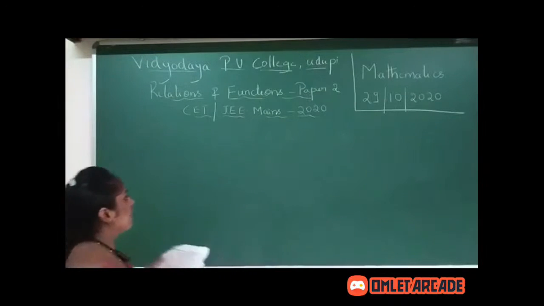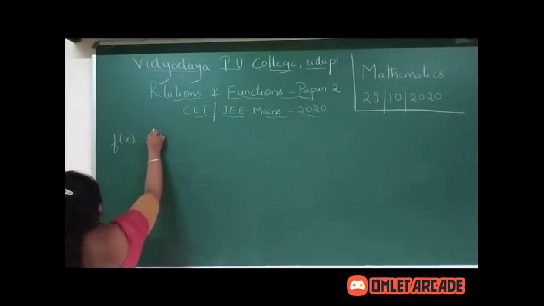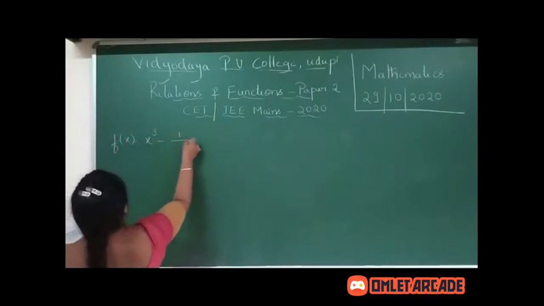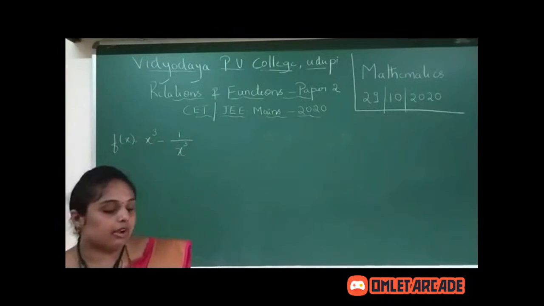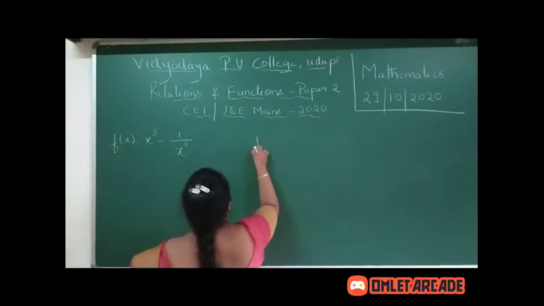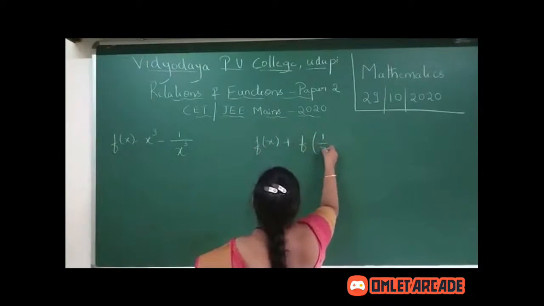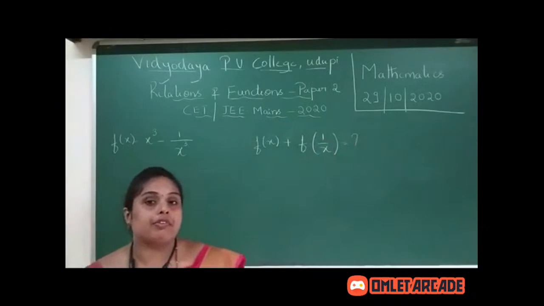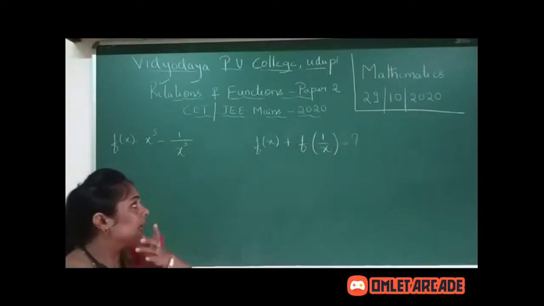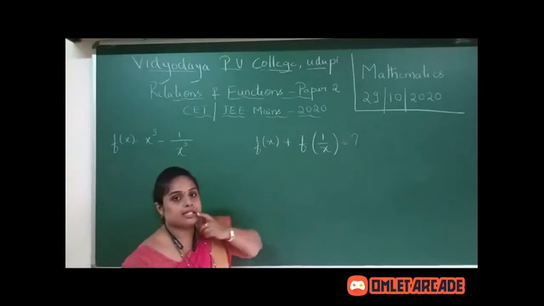Second one, f of x is given and that is x cube minus 1 divided by x cube. Now the question is to find f of x plus f of 1 by x. I need to find the sum of f of x plus f of 1 by x. So first, f of x we already know. Let us write what is f of 1 by x.